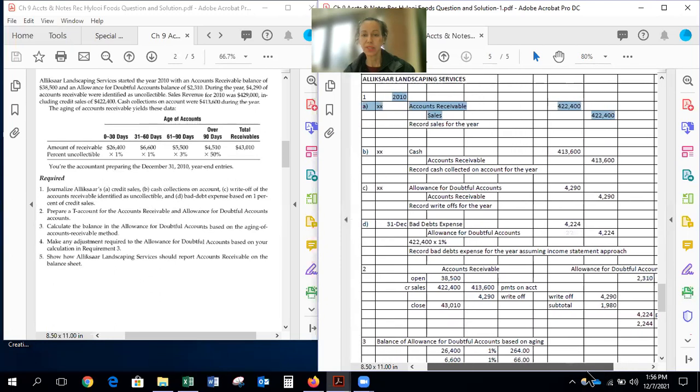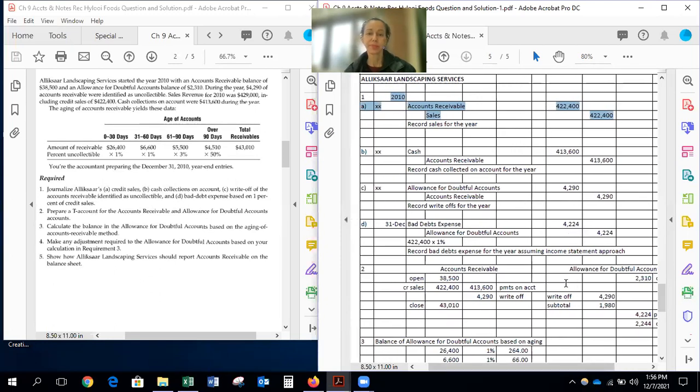And I call that just A. So B then says, what about the cash collections on account? Well, the cash collections, they tell us they received $413,600. So we're going to debit cash, credit accounts receivable, $413,600. That was given to us.